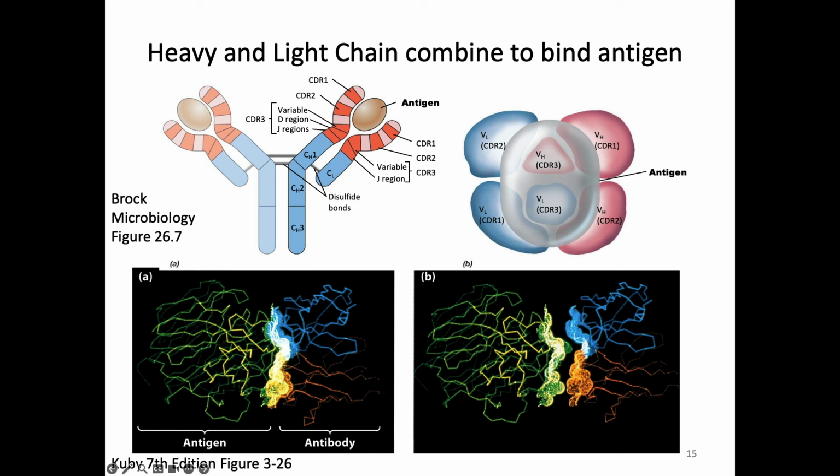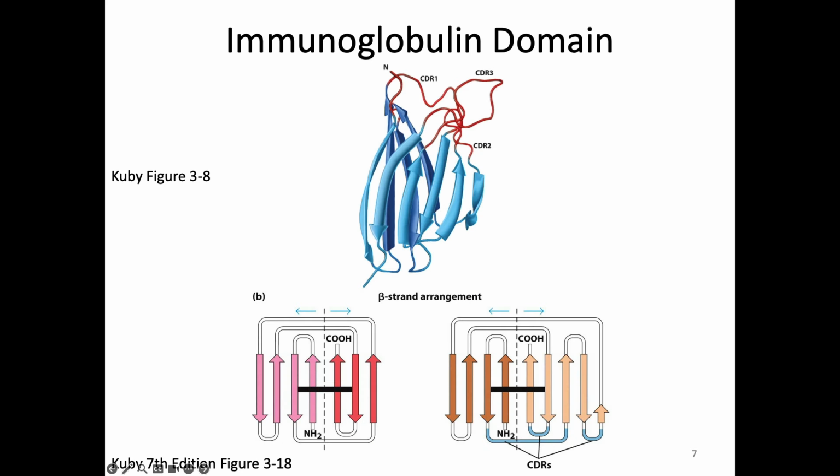You can also notice from this diagram that 3 different parts of the heavy chain and 3 different parts of the light chain seem to be binding to that antigen. Those 3 different parts are actually those loops I showed you before, the 3 loops of this immunoglobulin domain.